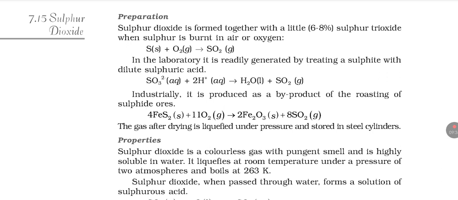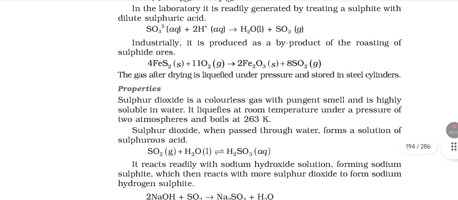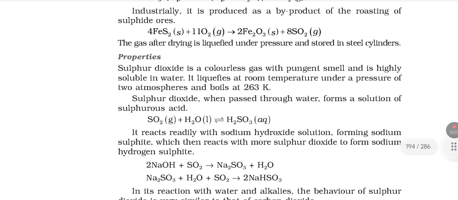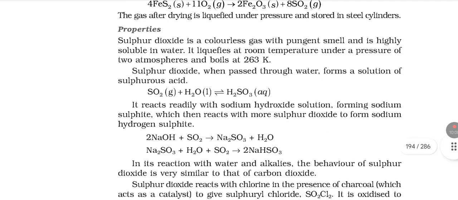Sulfur dioxide. Sulfur dioxide is formed together with a little sulfur trioxide when sulfur is burnt in air or oxygen. In the laboratory, it is readily generated by treating a sulfide with dilute sulfuric acid. Industrially, it is produced as a byproduct of roasting of sulfide ores. The gas, after drying, is liquefied under pressure and stored in steel cylinders.